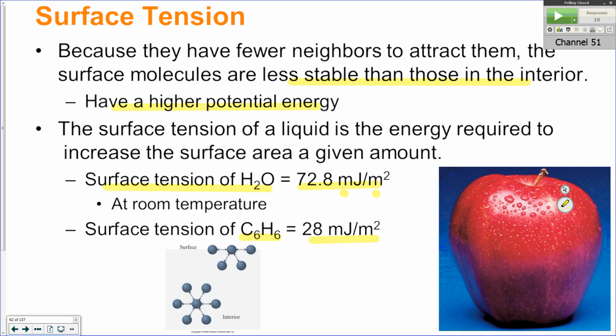And this is giving you the view of what's happening at the surface versus what's happening at the interior. The interior molecules can have neighbors in all dimensions. The surface ones can only see half of that. So the interactions that are there become stronger in magnitude.